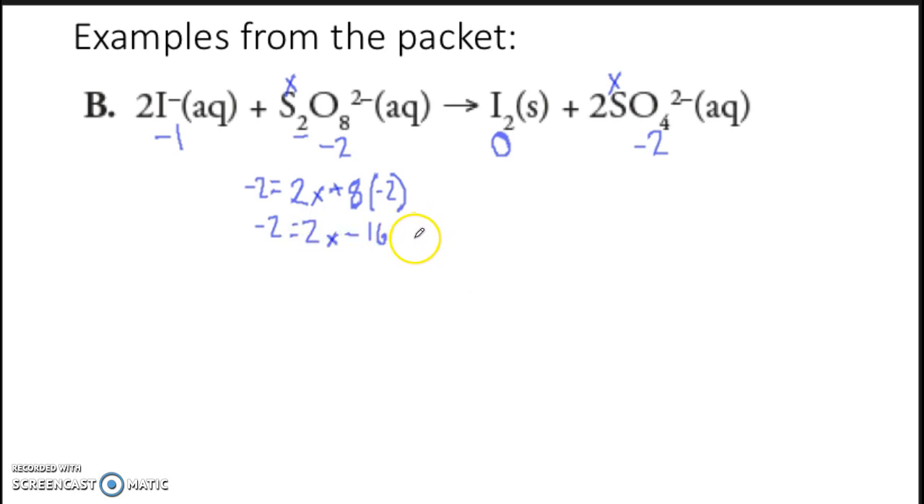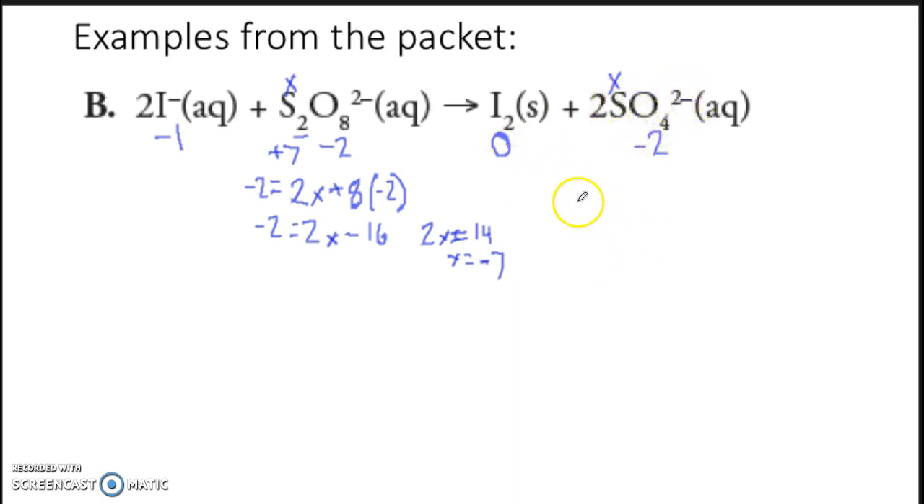Pull that over onto the other side, and 2X equals, let's see here, plus 16 over equals a positive 14. So that X equals a positive 7. So the oxidation number for sulfur in this equation is a positive 7. Positive, that makes sense. Oxygen is negative. I've got another sulfur here.